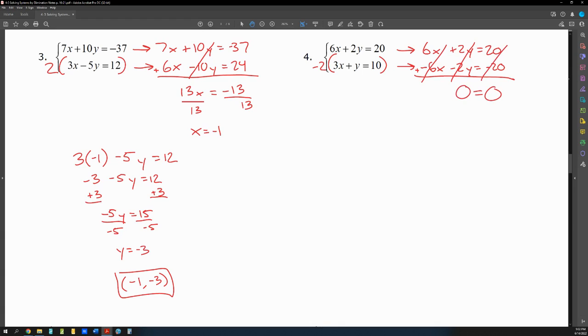So 0 equals 0. Now, we always have to ask ourselves, is this a true equation? Does 0 equal 0? Anytime you have a number equals the same number, this is true. 0 does equal 0. So because this is true, we have infinitely many solutions. We learned something like this last lesson in 4.2, solving by substitution. And graphically in 4.1, this would look like two lines that are stacked on top of one another.